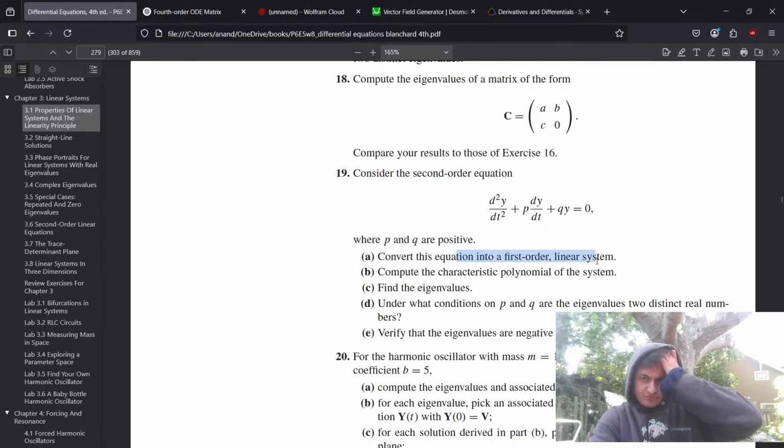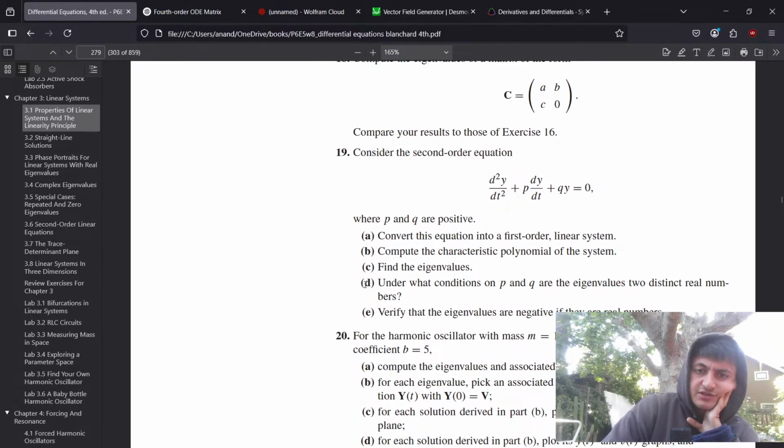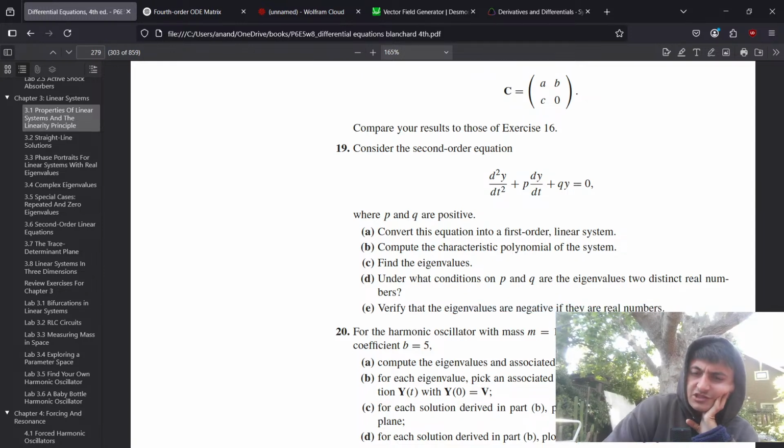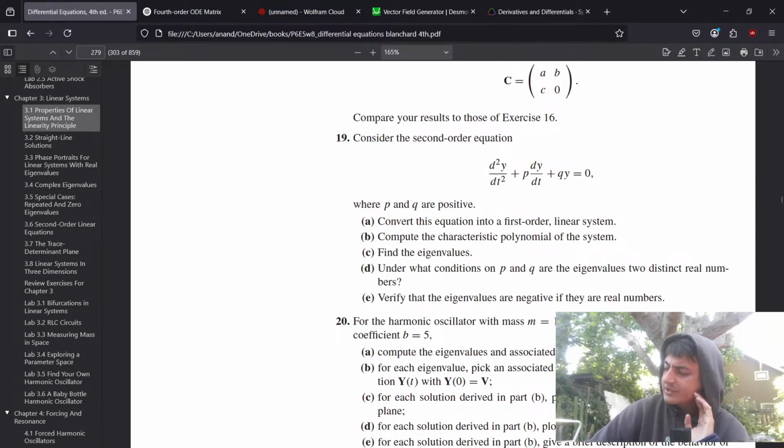Okay, convert this into first order linear. Compute the characteristic polynomial. Find the eigenvalues. Under what conditions on P and Q are the eigenvalues two distinct real numbers? All right, so 19D seems pretty good. Verify that the eigenvalues are negative if they're real numbers. Interesting. 19D and E seem pretty good.